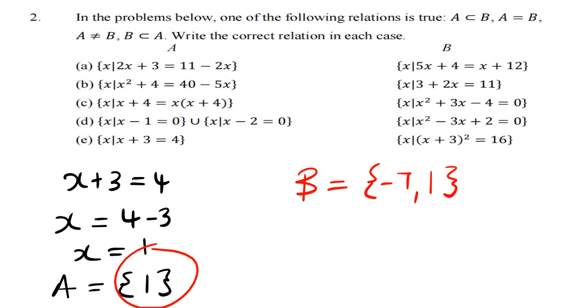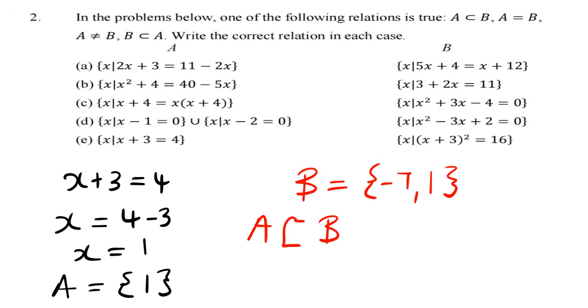In a we only have one element, which is 1, and in b we also have 1, but b also has negative 7. So since a is a smaller set inside b, therefore what is it going to be? A will be a proper subset of b. So basically this is how we solve this type of question. Not very complicated.